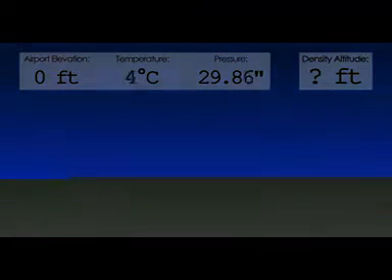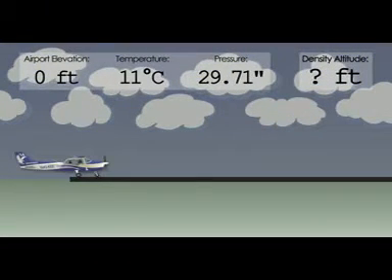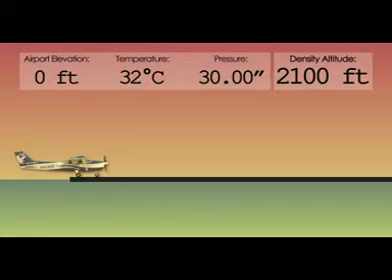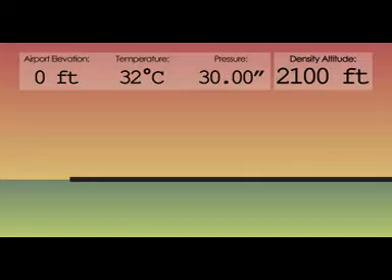If that same airplane were to depart from the same airport on a different day with different weather conditions, we would use the non-standard temperature and pressure to determine what density altitude those conditions would represent. For instance, if the temperature was 32 degrees Celsius and the pressure was 30 inches of mercury, this would be the equivalent of a density altitude of approximately 2,100 feet. The pilot would then know to expect the same performance he or she would get at 2,100 feet instead of sea level. This would result in the plane using up more runway to take off and having a slower climb up to the desired cruising altitude.